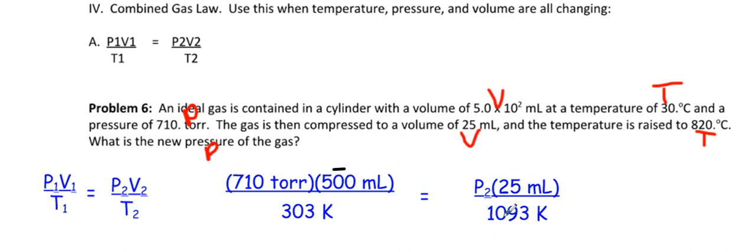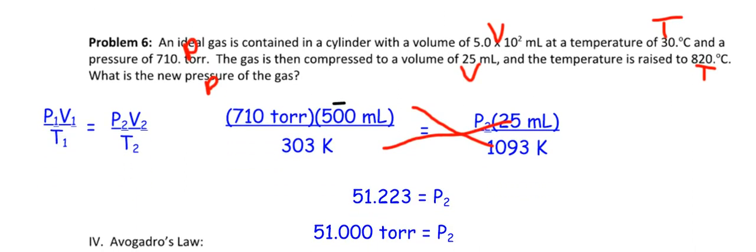All right. So when you do your math, how did I do that? I would do 710 times 500 divided by 303, times, remember we're going to cross multiply, 1093 divided by 25. So I ended up with that many torr, all right? Why do I have so many zeros? I couldn't tell you why I have so many zeros. I think that's kind of a mistake. How many zeros should I end up with? None. Here, let me fix that. Okay, very good. I fixed that. So I should have only 2 sig figs, because this has 2 sig figs, this has 2 sig figs, 25 has 2 sig figs. Your answer should have 2 sig figs.